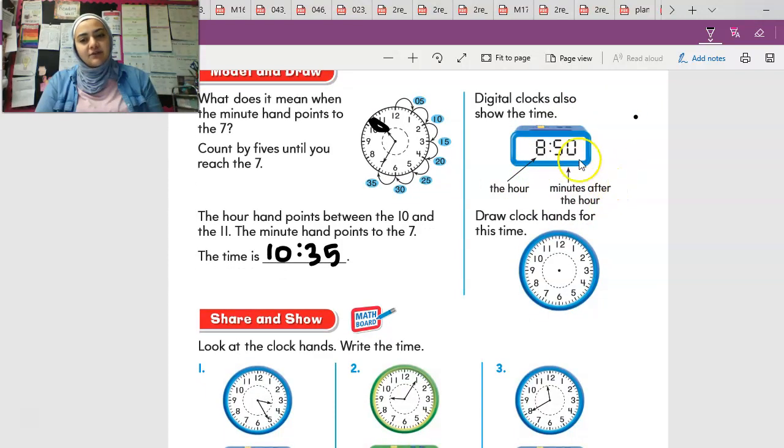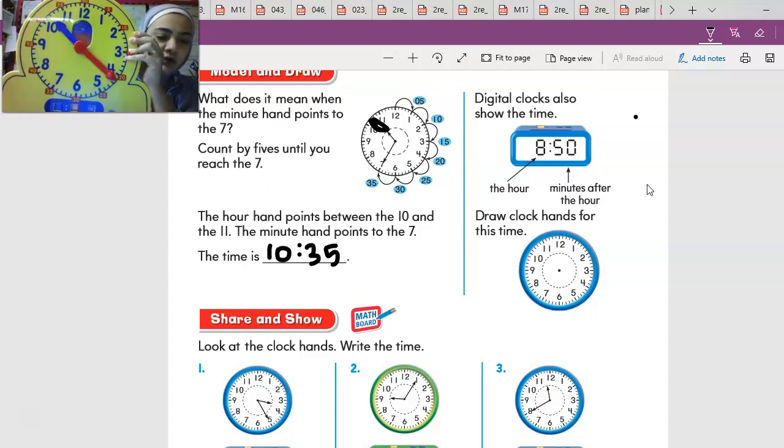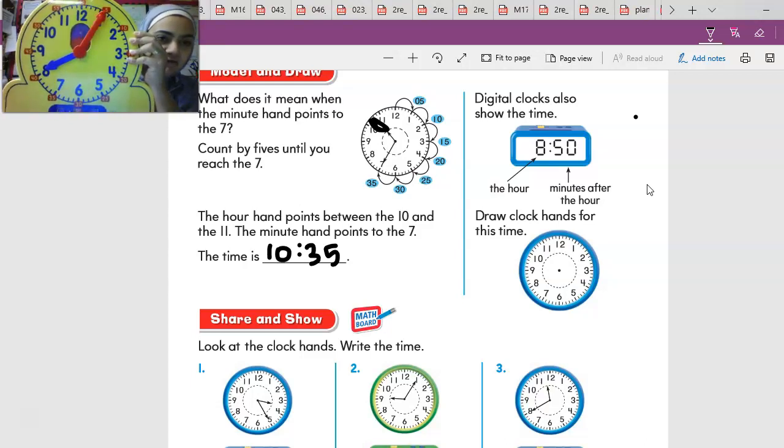This is 8:50. Miss Yusuf, it looks like the small hand, the hour hand, is on the 9. It's not exactly on the 9. If you look really closely, it's on that tick mark right before the 9. That means it's 10 more minutes until 9. That means in 10 more minutes, 5, 10, it's going to be 9.